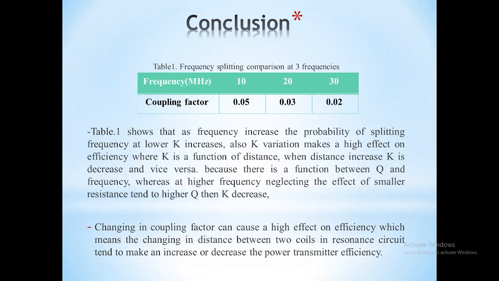Also, coupling factor variation affects power transmission efficiency because the coupling factor is a function of distance. As the coupling factor increases, the distance decreases, and vice versa.